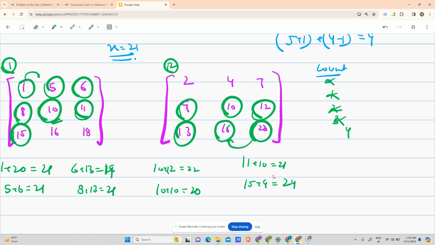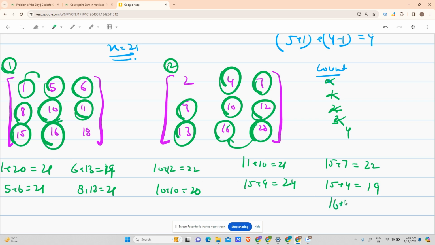24 is greater, so I will have to move this pointer because it is the reducing part. 15 plus 7 is 22, again greater. Move it here: 15 plus 4 is 19, small now. So move this pointer to 16. 16 plus 4 is 20, still small. Move this pointer.